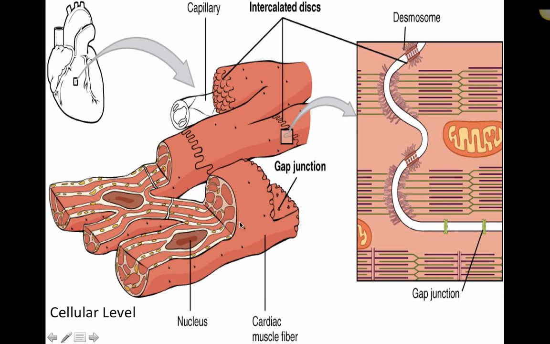So this is one cell. Okay, it stops there. This is one cell. This is another cell, and it's a cross section. And the intercalated discs allow the energy to move between each cell, so those neural synapses move in between each cell. So it has 1 to 2 nuclei per cell.